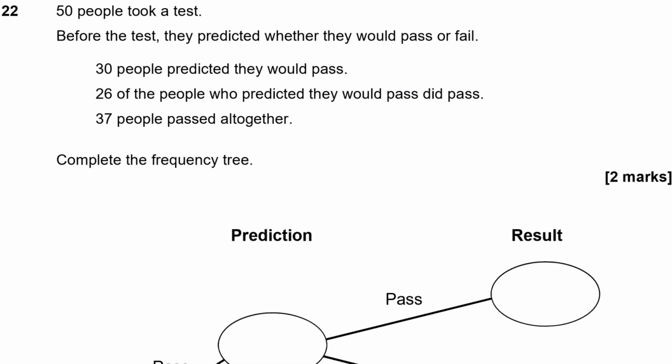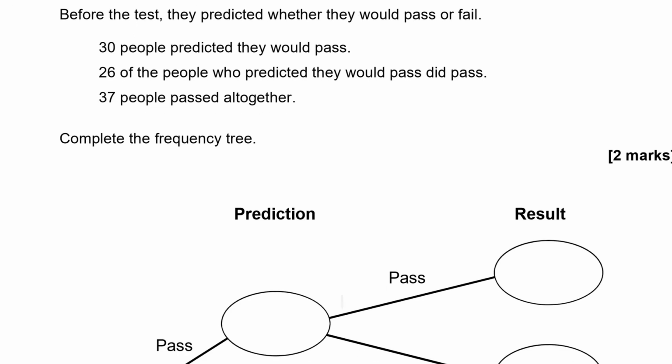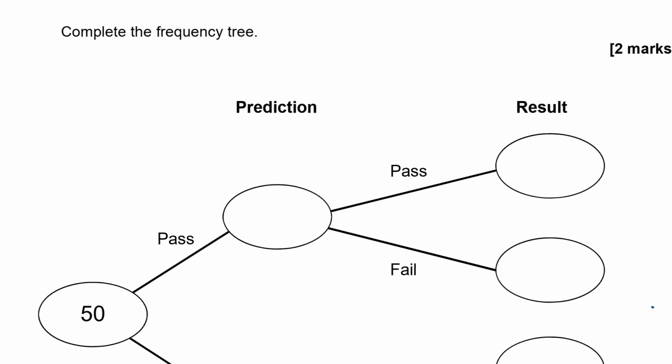50 people took a test. Before the test, they predicted whether they would pass or fail. 30 people predicted they would pass. 26 of the people who predicted they would pass did pass, and 37 people passed altogether. Complete the frequency tree. Are you predicting that you're going to pass this test?